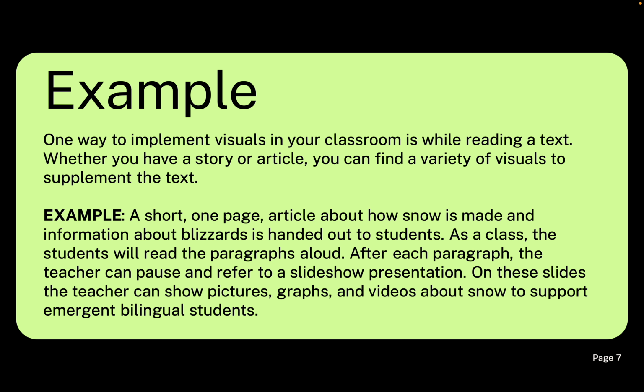One example is if students were to read a short one-page story about snow and blizzards. As it is handed out to them, the class will then take a look at the paragraphs and begin to read them aloud. After each paragraph, the teacher can pause and refer to a slideshow presentation. On these slides, the teacher can show pictures, graphs, and videos about snow to support emergent bilingual students.